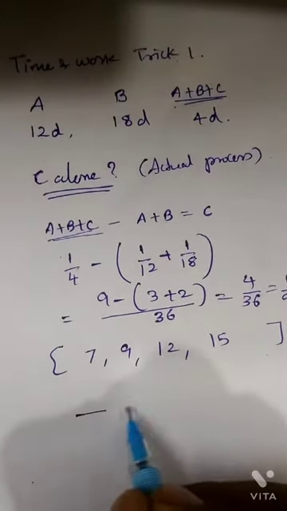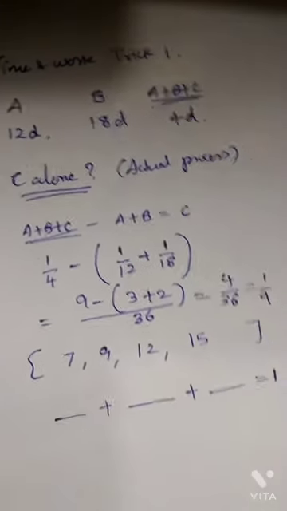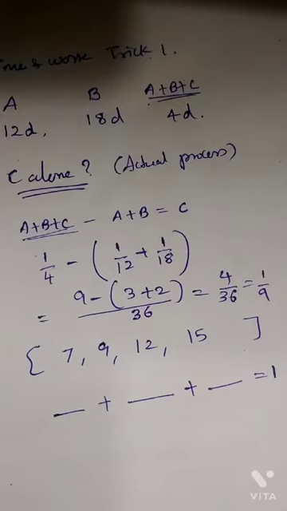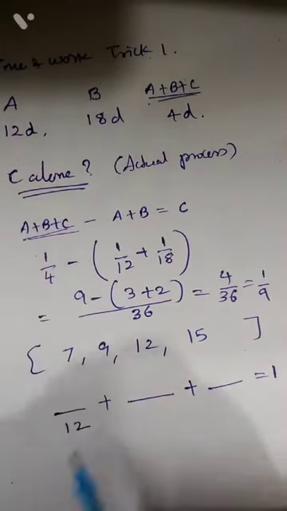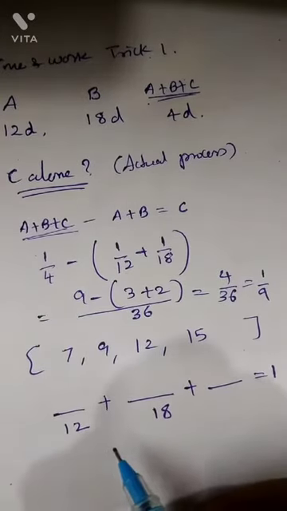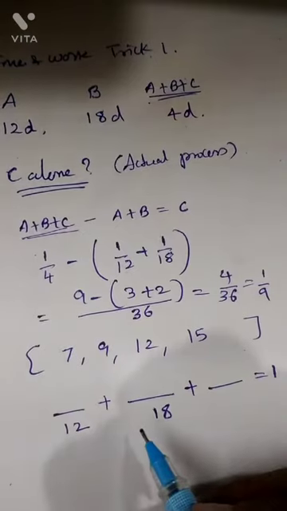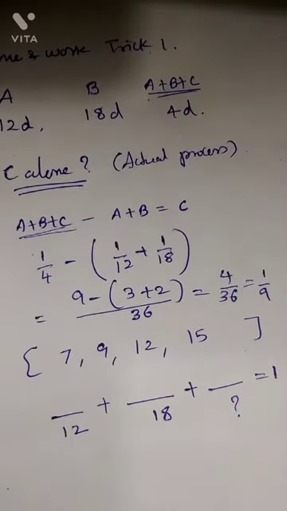So first step is A plus B plus C equal to 1, because when any work is done, it is equal to 1 unit. Now A can do a work in 12 days, I'll write 12 in the denominator. B can do the same work in 18 days, I'll write 18 here. With the help of C, the work is done in 4 days. C alone will do it in how many days? That is the question now.